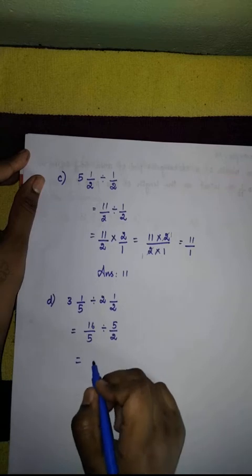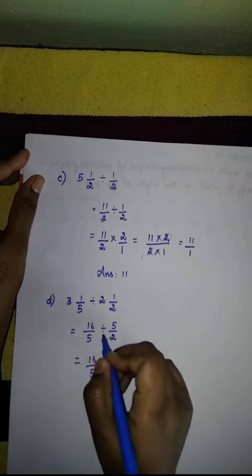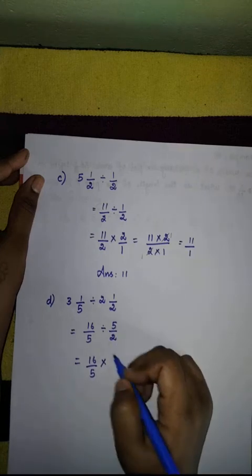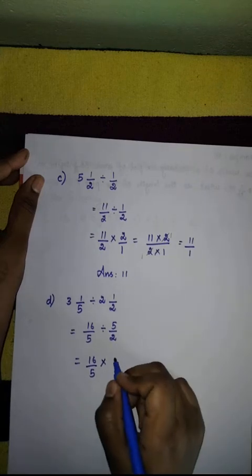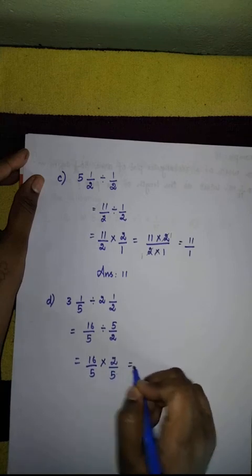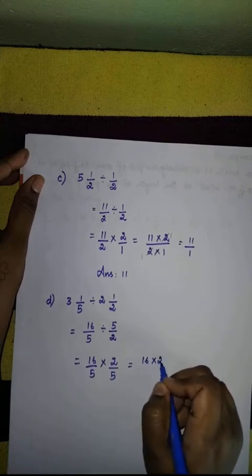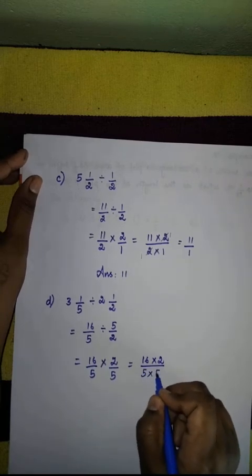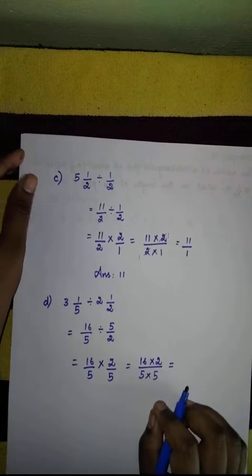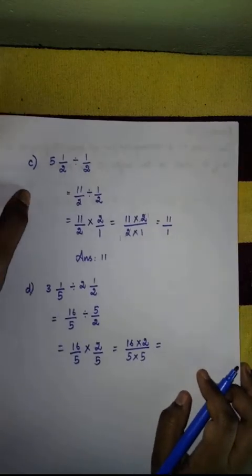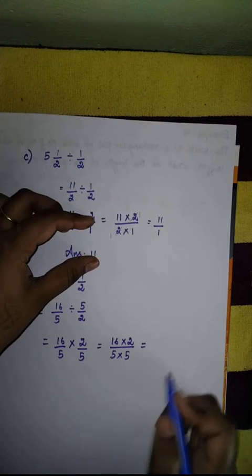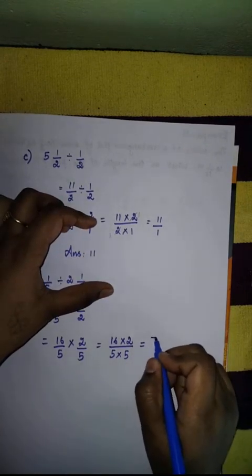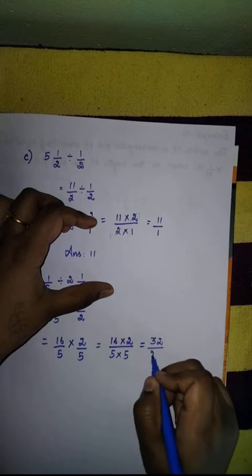Now 16 by 5. The division symbol changes to a multiplication symbol. Then take the reciprocal of the second term. The 5 by 2 changes to 2 by 5. So 16 into 2 divided by 5 into 5. Check whether there is any common factor. No, there are no common factors. Now multiply and write the answer: 16 into 2 is 32, divided by 25.